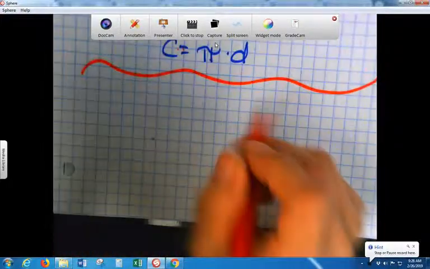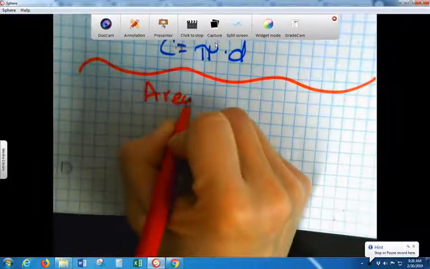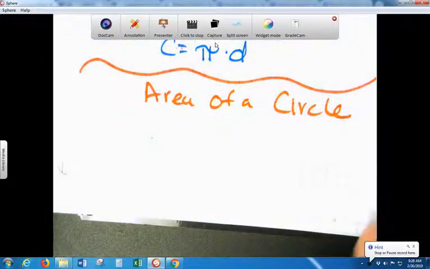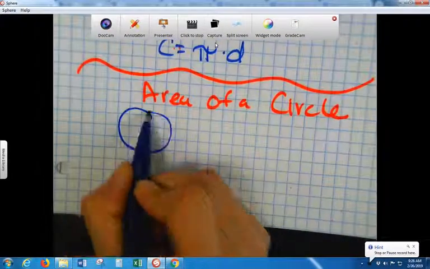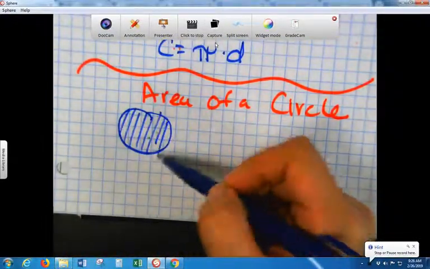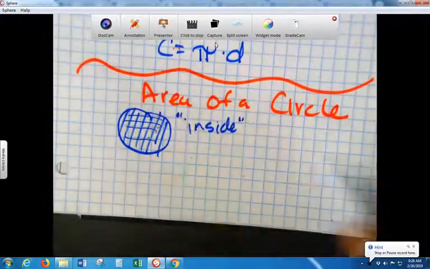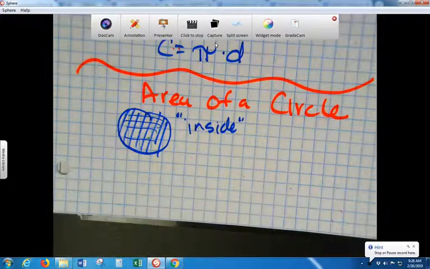Today, we're going to learn about area of a circle. Now, what part of a circle deals with area? The inside. Right? So the area is the inside. Like if I were to paint this, how much paint? Or if I were to put carpet, how much carpet? Or if I were to put grass or artificial turf here, how much do I need to cover this area? Okay? That's what area is.